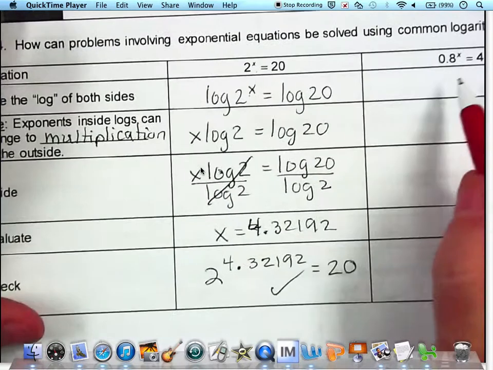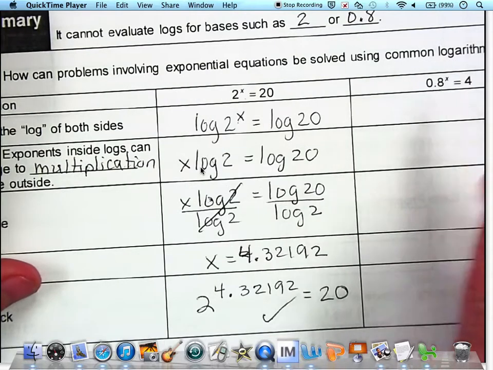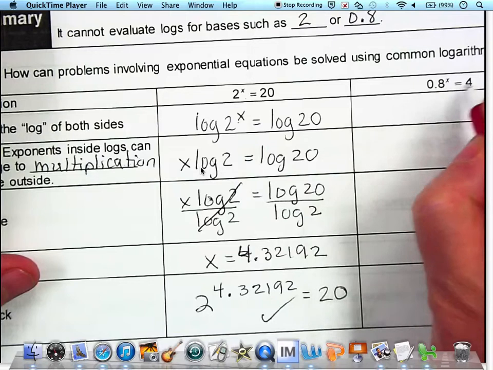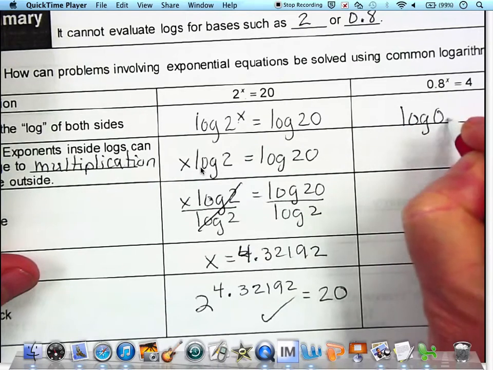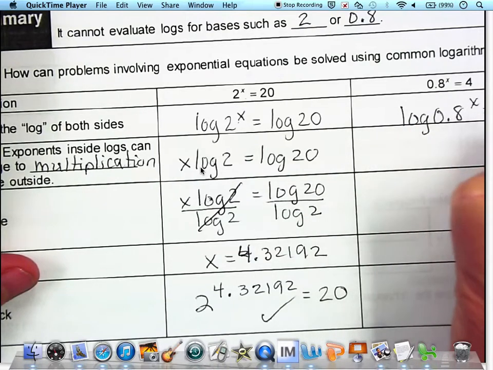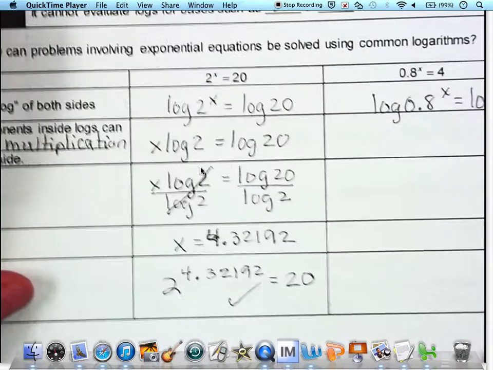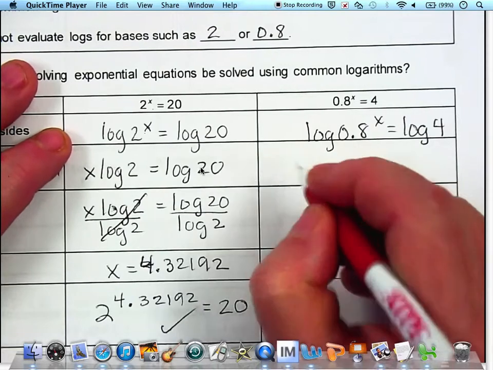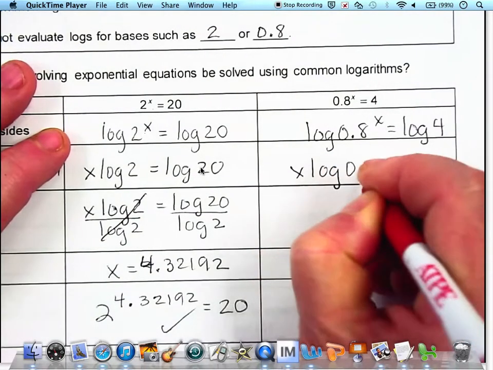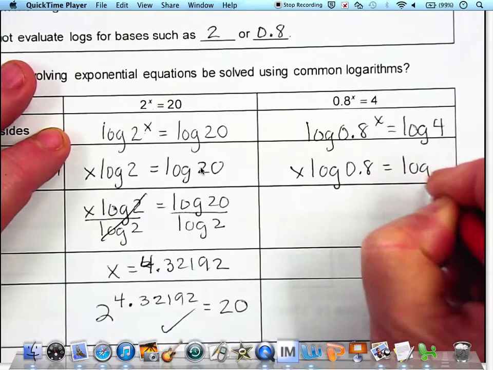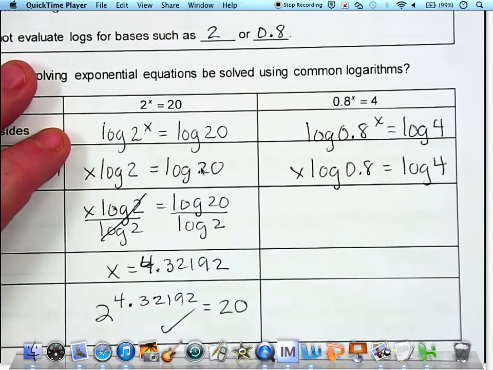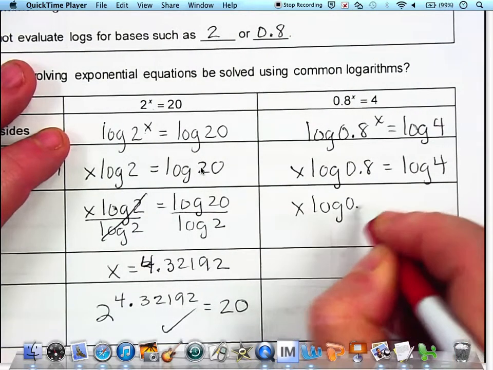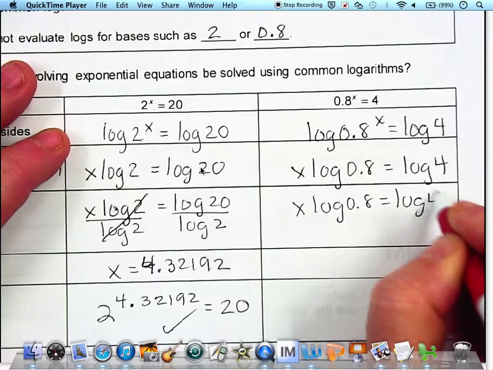Let's do the same thing with 0.8, see if it works. So, the log method is going to give us 2 logs, one to put on each side. Log of 0.8 to the x equals log of 4. And then what happens to the x? You move it to the front. So x log of 0.8 equals log of 4. Then divide by log of 0.8 to get x by itself.